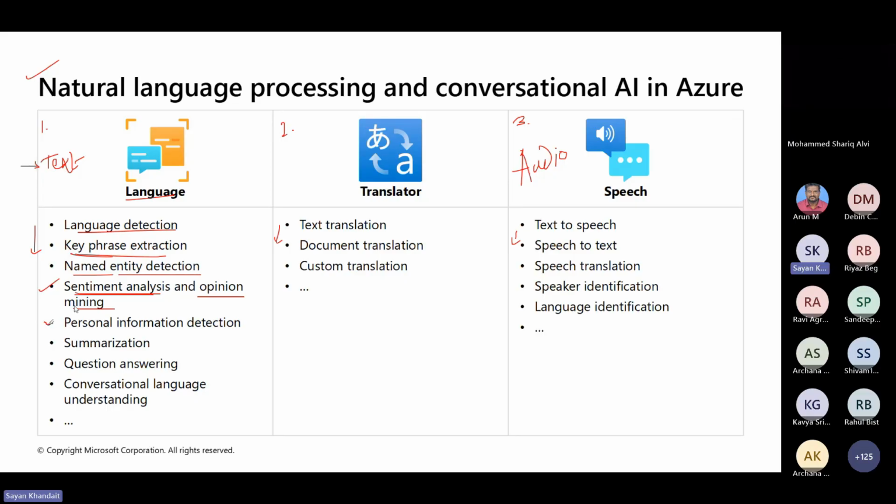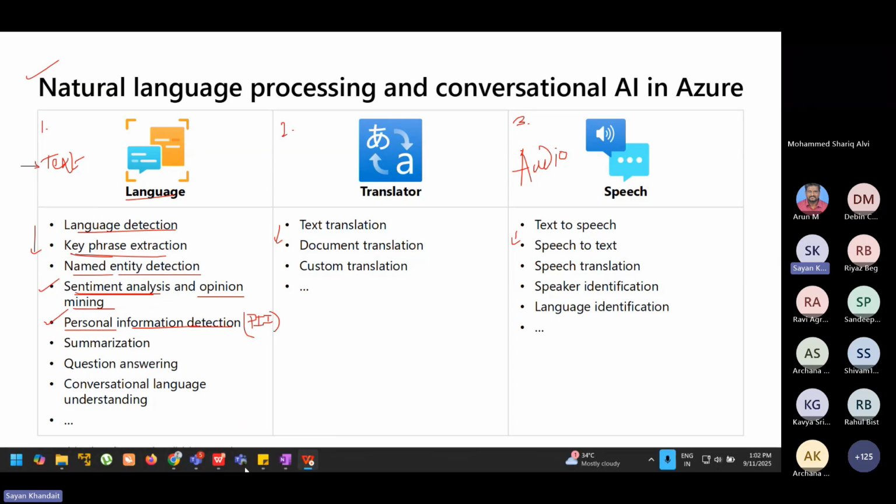Personal information detection, which is also called PII detection, personally identifiable information. This is something that you can also perform with the help of the language service.